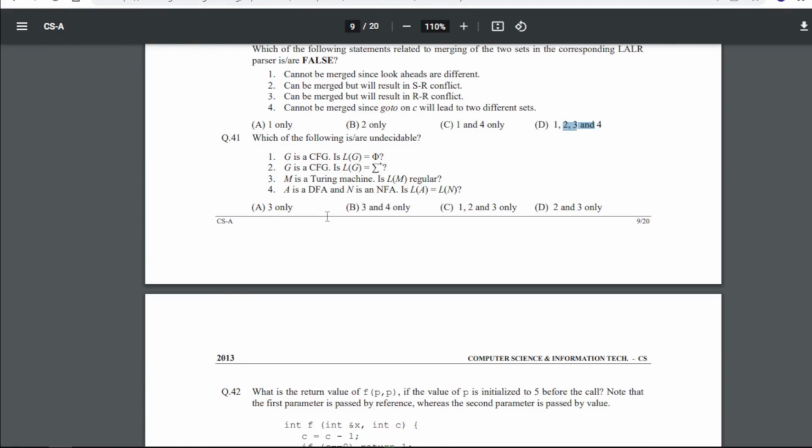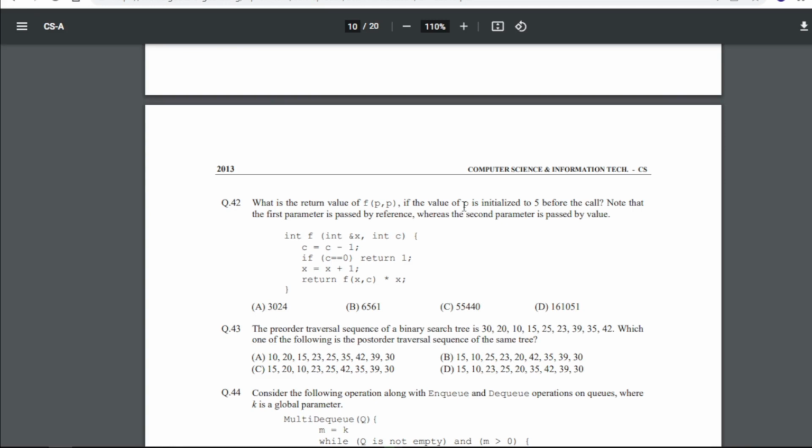41 is which one of the following is undecidable. So if you check all these options, you will find the answer as D, that is 2 and 3 only. So G is a CFG, is L(G) in a domain, or 3 is M is a Turing machine, is L(M) regular. So D is the answer for 41.